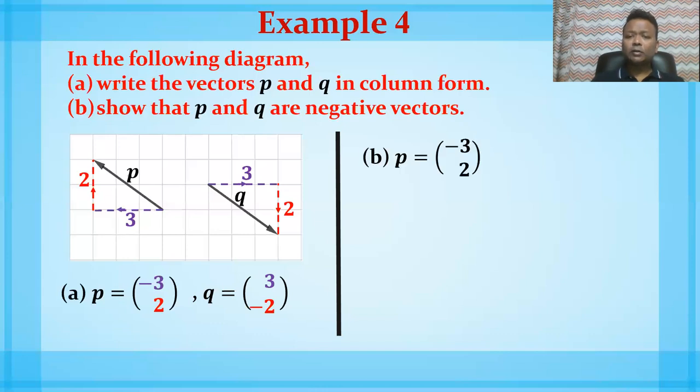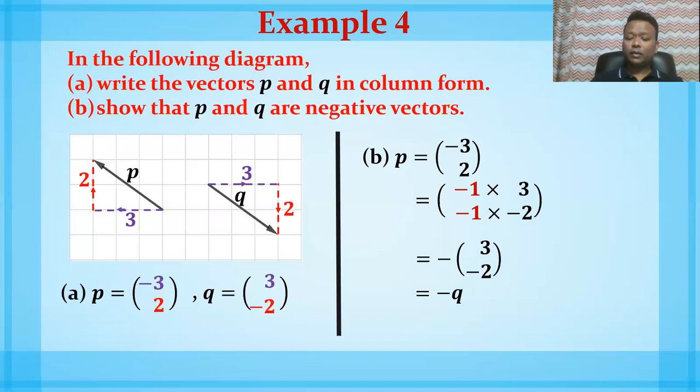Here, we start by P expressed in column form with components negative 3 and 2. Now, these components can be written as negative 1 times 3 and negative 1 times negative 2. So, P can be written as negative of the vector with components 3 and negative 2. Therefore, P is equal to negative Q. So, P and Q are negative vectors.